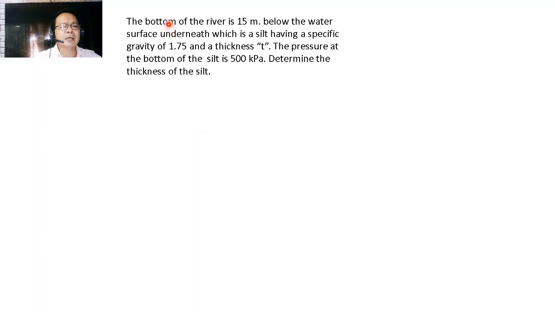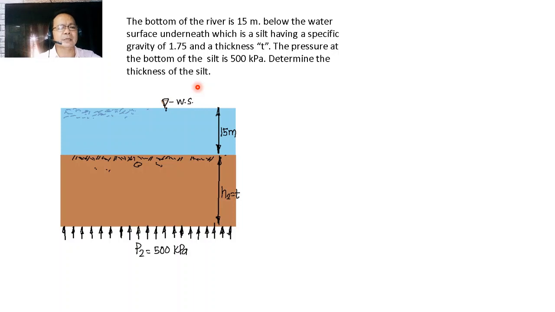Let us try to solve the second problem. The second problem states that the bottom of the river is 15 meters below the water surface, underneath which is a silt having a specific gravity of 1.75 and a thickness T. The pressure at the bottom of the silt is 500 kilopascal, and from here we are required to determine the thickness of the silt. For us to be able to understand the situation, let us try to draw the problem. Okay, and imagine that the problem is something like this one.